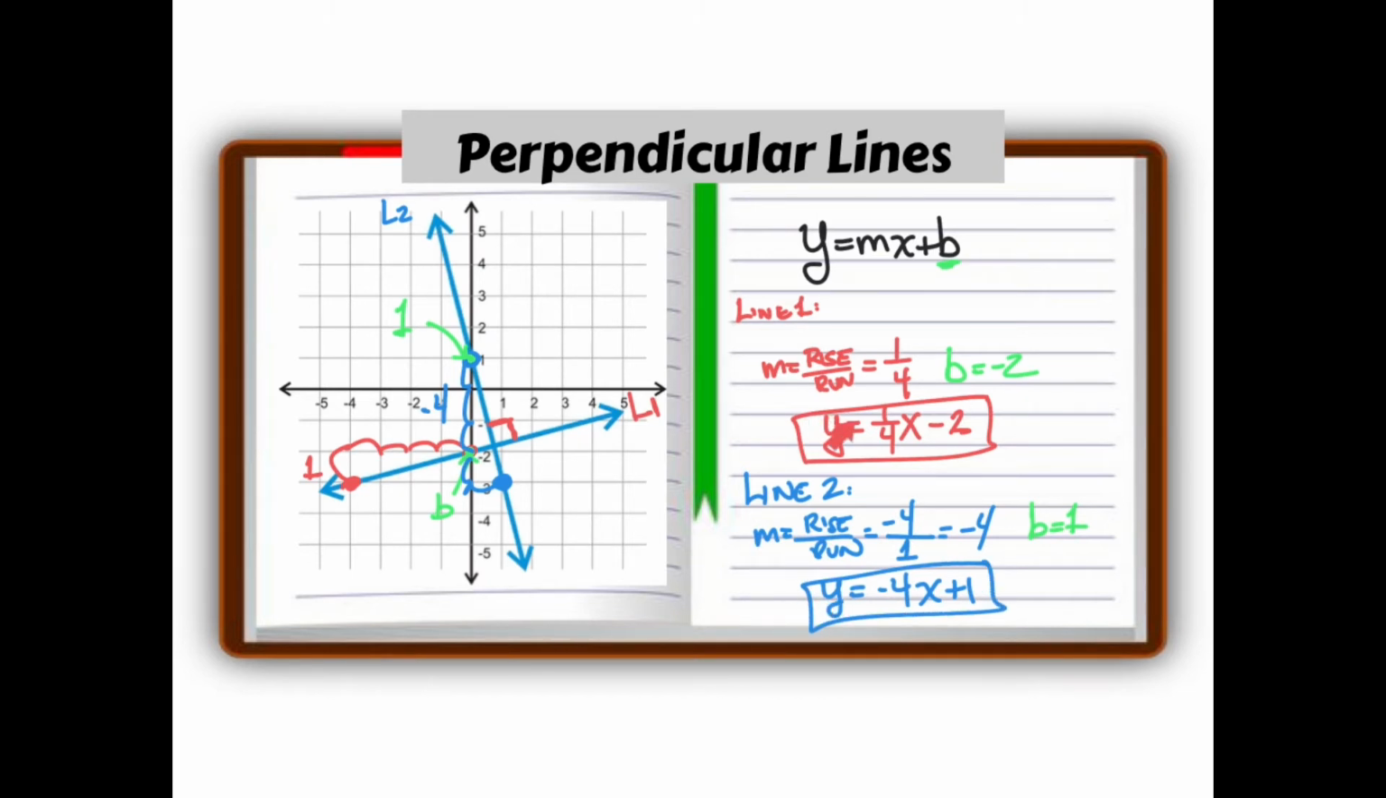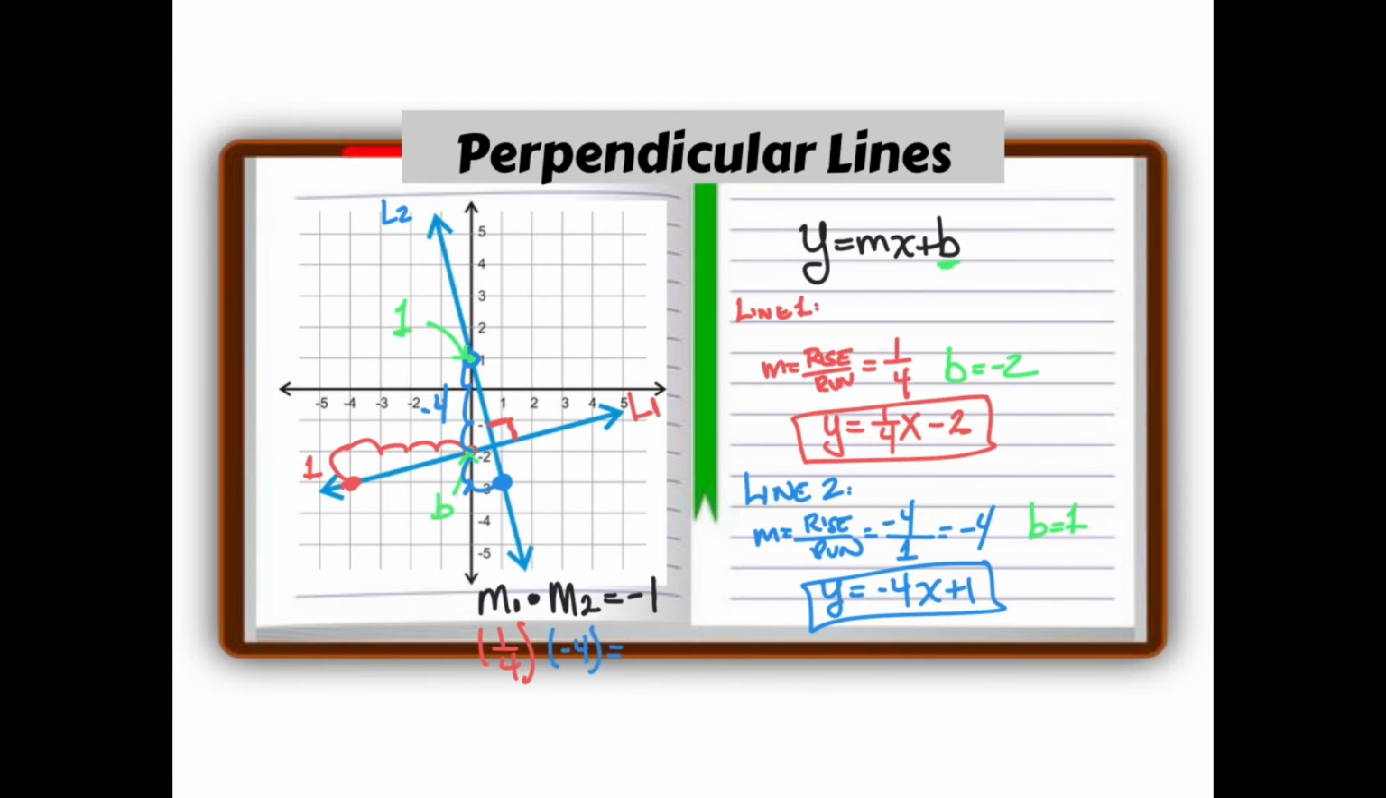So now I'm going to compare my two lines. And here's where we're going to learn something about perpendicular lines. In perpendicular lines, we say that the slope of the first line times the slope of the second line equals -1. What that means is, if I take this slope and I take that slope and I multiply them, I should get -1. Not 1, not 2, only -1. So let's do that. So the slope of my first line is 1/4. So I'm going to say 1/4 times the second slope, which is a -4.